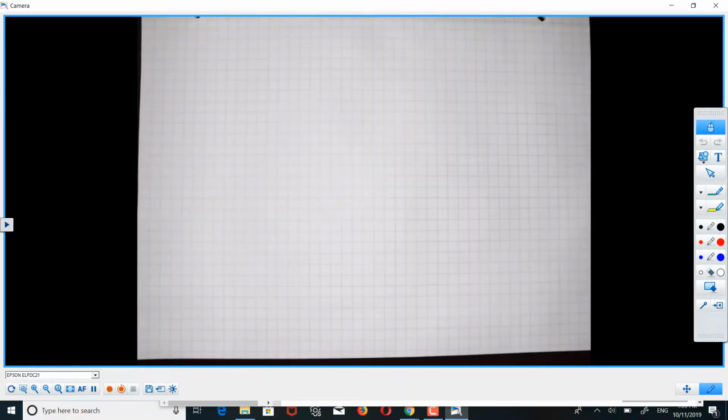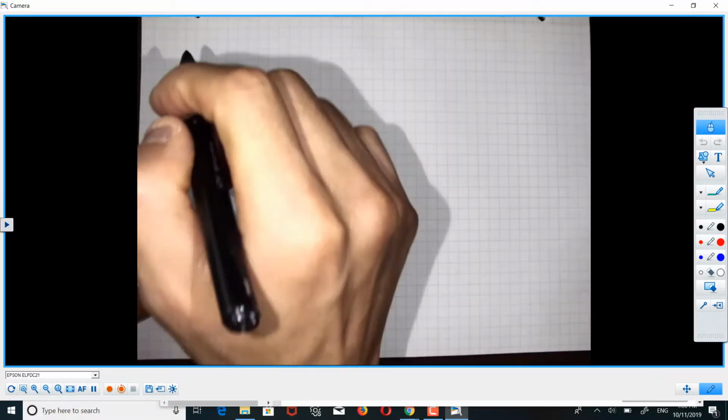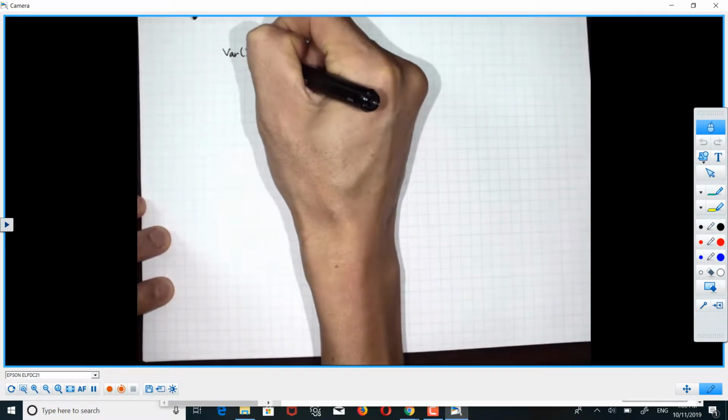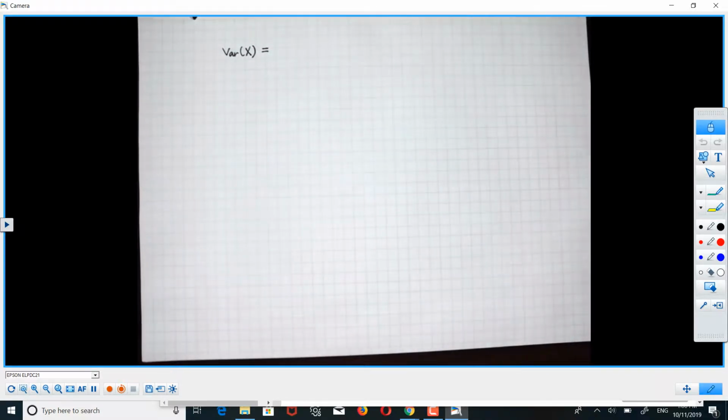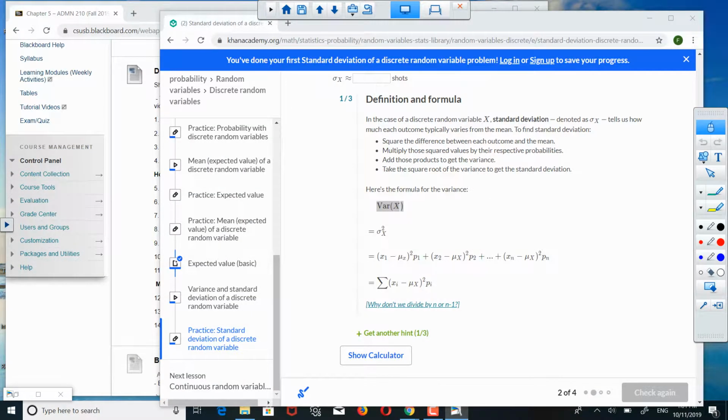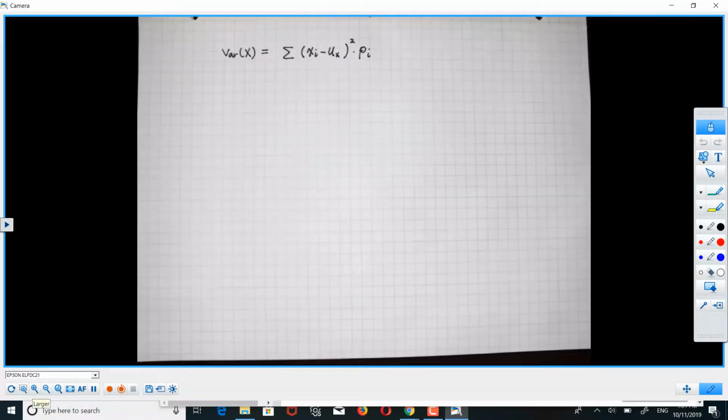So the variance of random variable x is equal to, and the formula, as you can see, is sigma. The sigma means a sum, right? And x_i minus mu x, where mu x is the mean, squared, times the probability of x_i. Okay, so that's the formula.